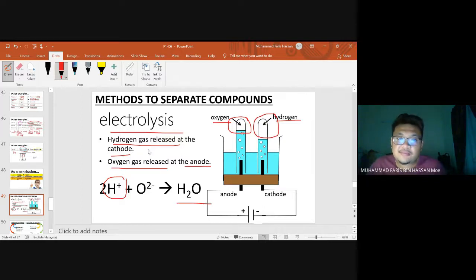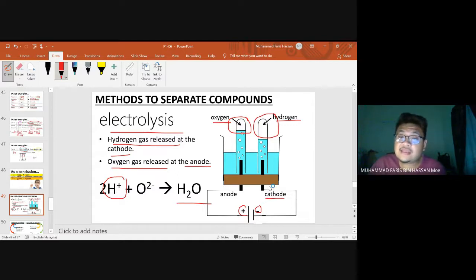From this statement, it states that the hydrogen gas is released at the cathode. So this is a cathode, and this is an anode. This is a positive terminal and this is a negative terminal. This is our supply of electricity, the battery. The positive terminal will be connected to the positive rod, which is the anode, and the negative terminal will connect to the negative rod, which is the cathode. So the cathode is a negative terminal.